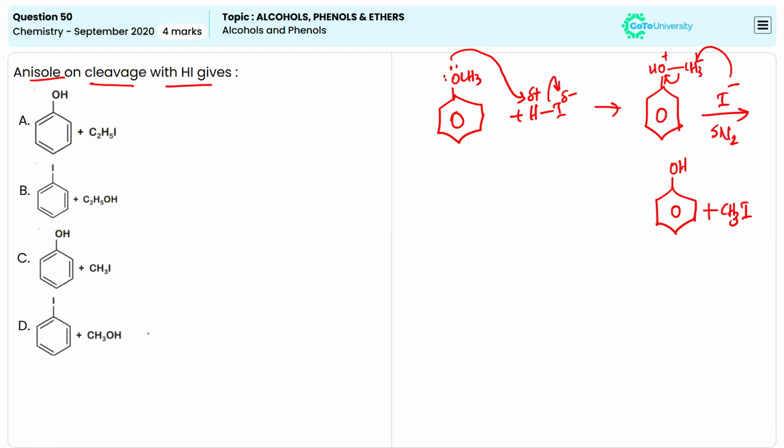If you come to the options, we can see option A is incorrect because here we are getting iodoethane. Here if you are getting ethanol, this is also incorrect. But option 3 is the correct one: phenol plus iodomethane. So these are the products.